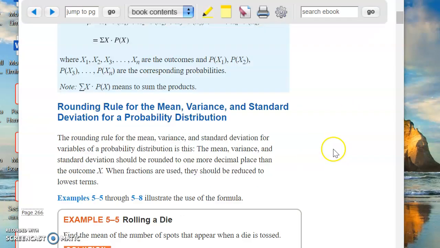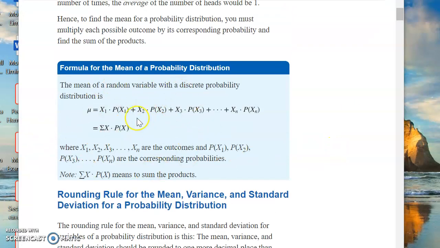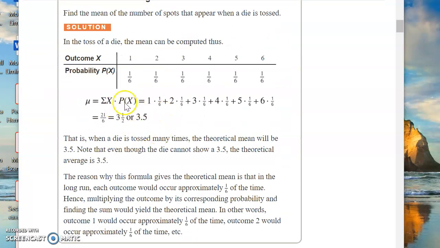All right, so our formula here, look up here, here's our formula. The mean of a random variable with a discrete probability distribution is, see how it is? It's x1 times the probability of x1, x2 times the probability of x2. Well, that's exactly what we have right here. 1, that's my x sub 1, times the probability of getting a 1, that's 1/6. 2, that's my x sub 2, the second possibility, times the probability of getting that particular value. So we're following the formula exactly. You multiply everything out and you get 3.5.